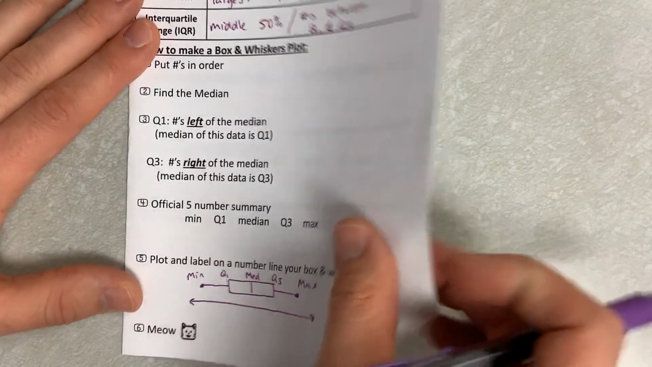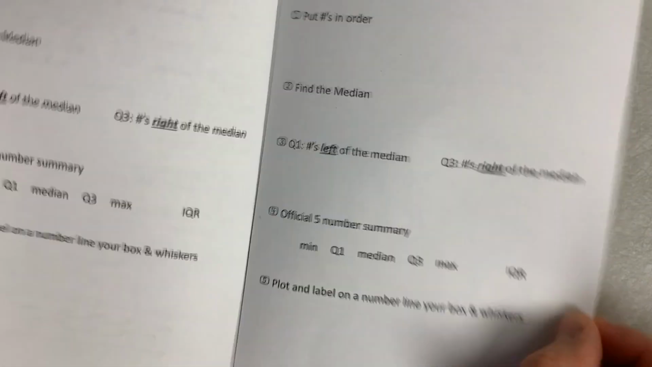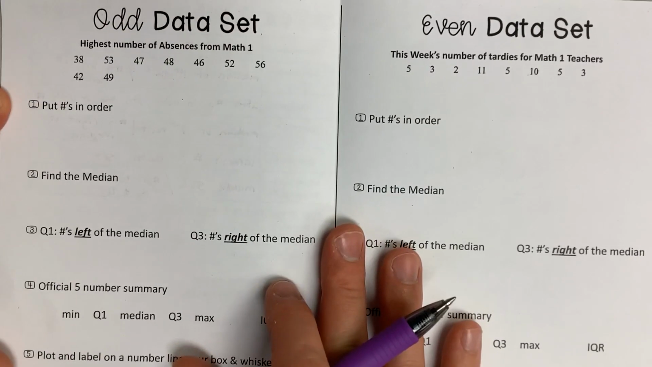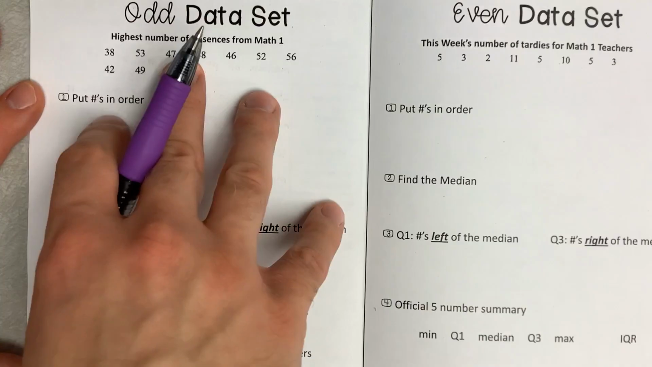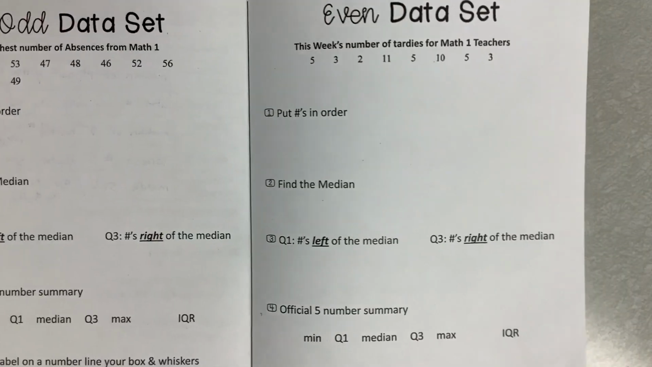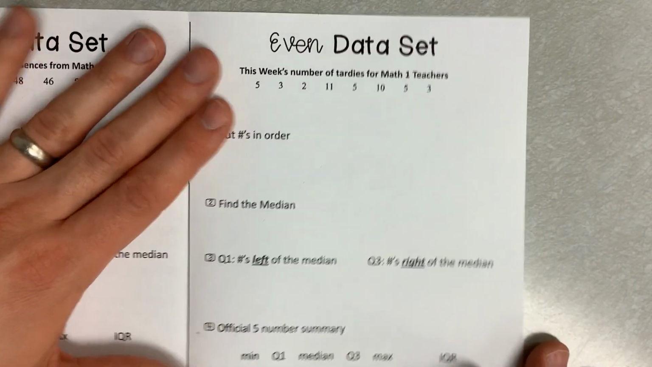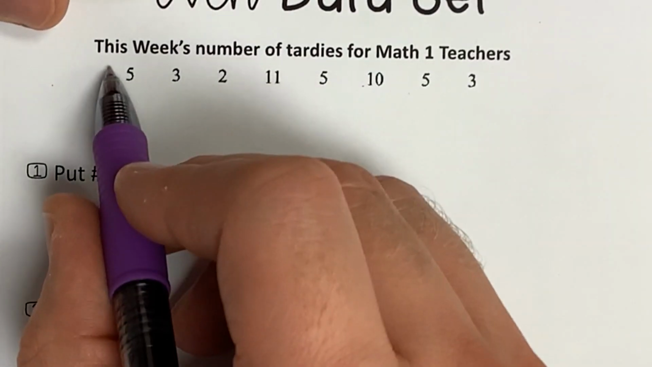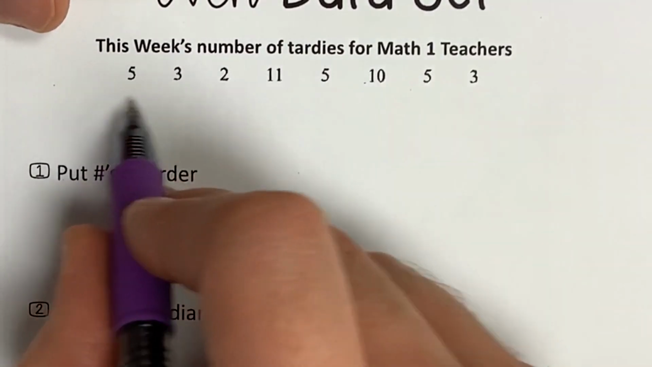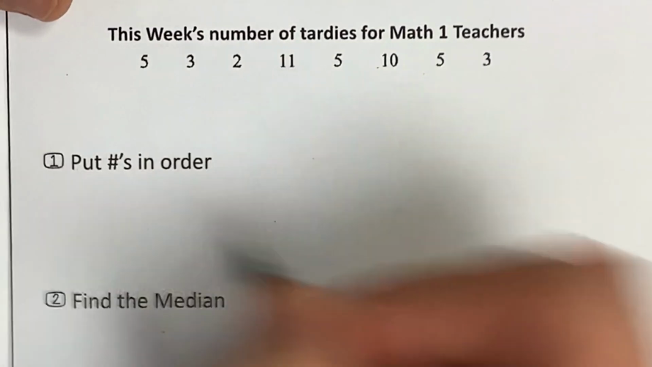So with that said, let's jump right into this. Boom. We got 2 of these. I'm gonna do the even one with you guys, and you guys will do the odd ones together. You'll see why in a second. Here we go. For the even one, we're gonna do this one together. We got this week's numbers of tardies for Math 1 teachers, and we got a list of numbers, right? Step 1, we gotta put these numbers in order.